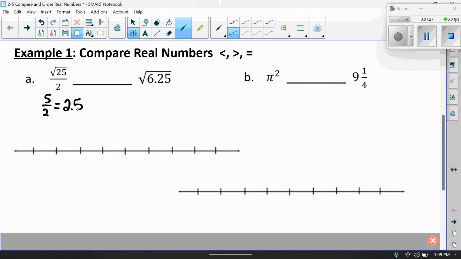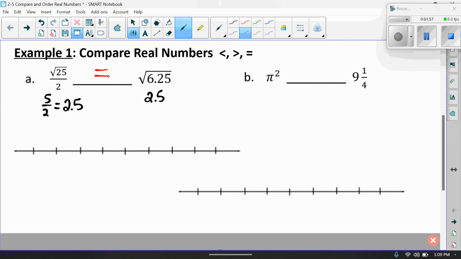Everybody good? Now we have the square root of 6.25. You're going to put 6.25 in your calculator, take the square root of it, and you get 2.5. So this is also 2.5. Of course, the symbol we're going to put in the middle is equal. Very good. Now we want to put this on the number line.